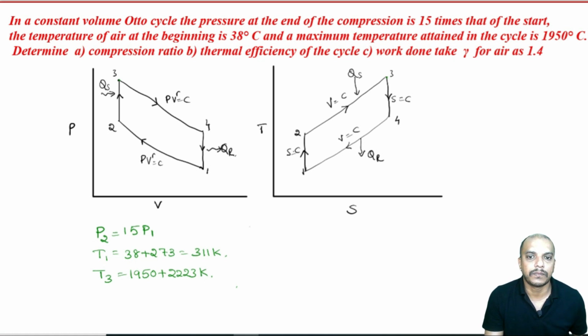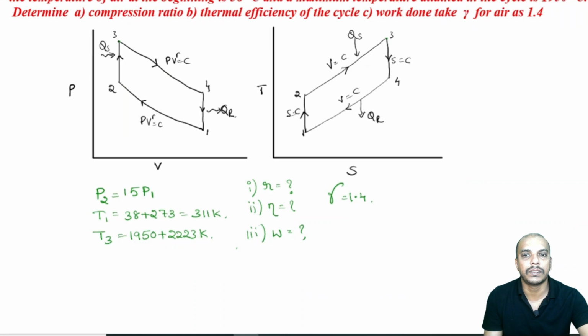Determine first one, compression ratio. So, we have been asked to calculate compression ratio. Second one, thermal efficiency. And we have third question, that is work. And we have been given that the value of specific heat ratio or gamma is 1.4. Now, let us go for compression ratio.